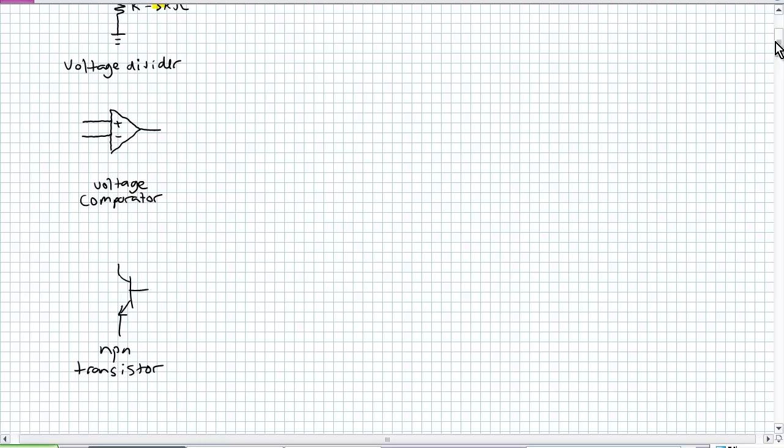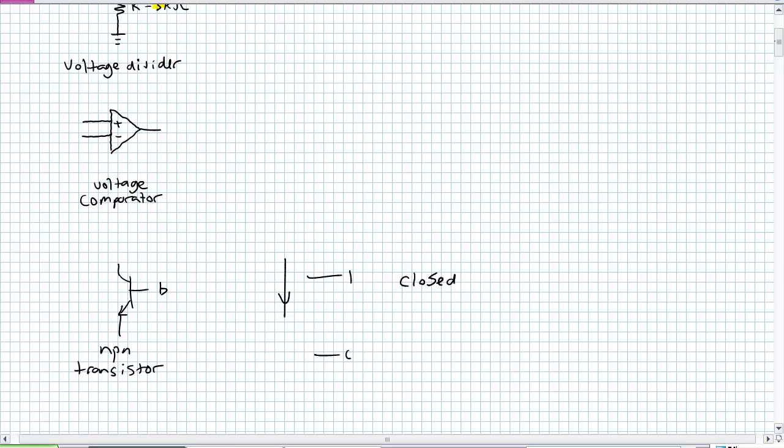NPN transistor. This is the base. When the base of an NPN transistor gets a logical high, so here's our base, and it's getting a logical 1, it's almost like you could imagine a switch closing between our collector and our emitter. So it's closed. That's a closed switch.